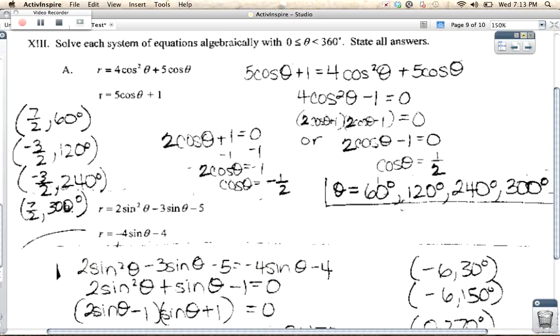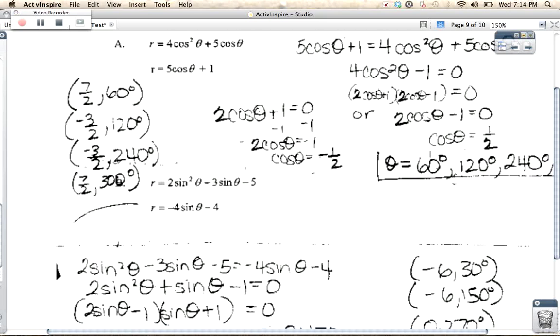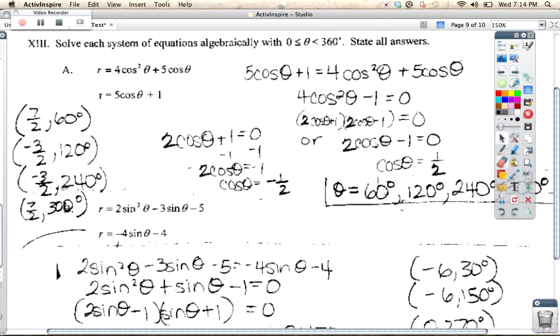Alright, so for number 13, solving systems of equations. This is where you got to use your Algebra 1 skills of factoring and also knowing your unit circle. So, you're given two equations that are both equal to r, so you basically just set those equal to each other. In this case, my 5 cosine theta is on both sides, so those are actually going to cross out.